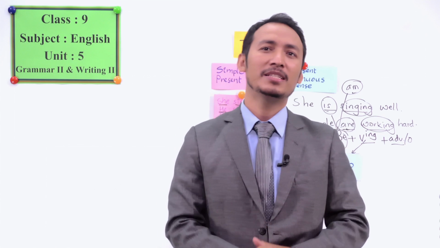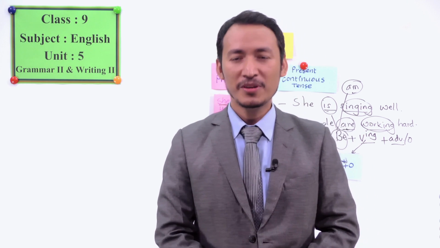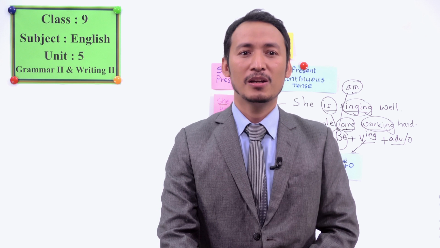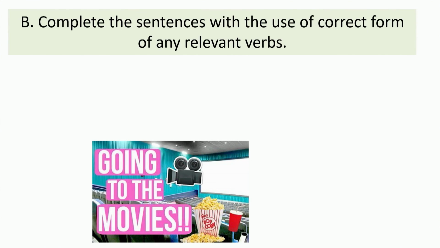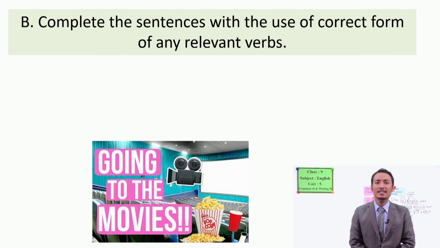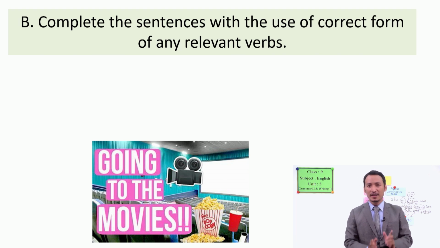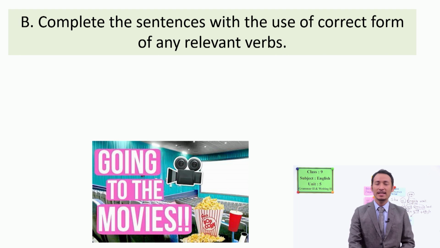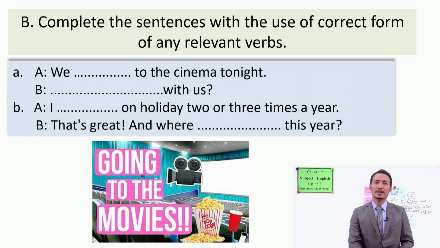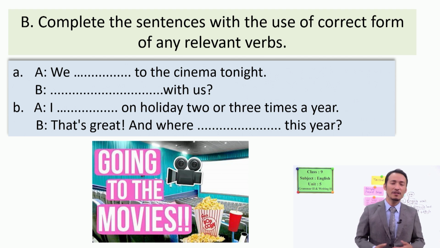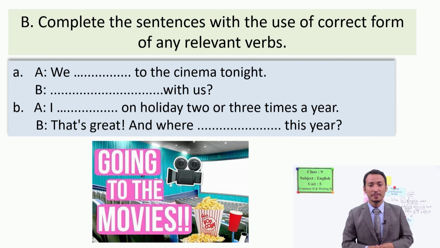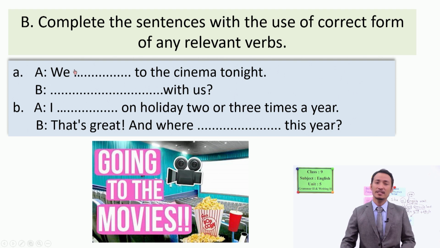Okay, students, now this is the exercise A from our grammar section, and let's look at the exercise B from the same grammar section. Complete the sentences with the use of correct form of any relevant verb. Here we have again to complete any relevant verbs. In the previous exercise we were given some clues of the verbs, but here we don't have. So you need to guess what verbs need to be used here. Look at the sentence and let's guess.